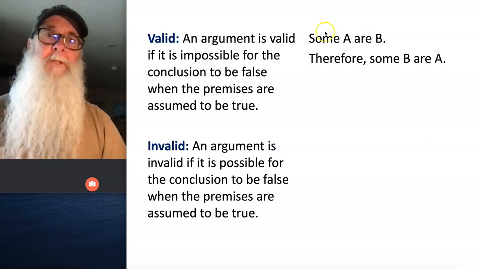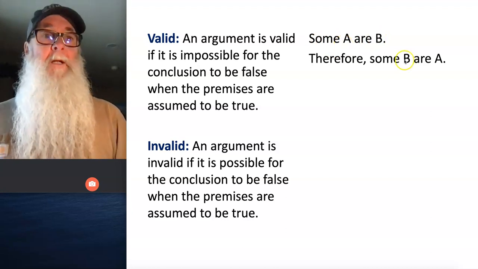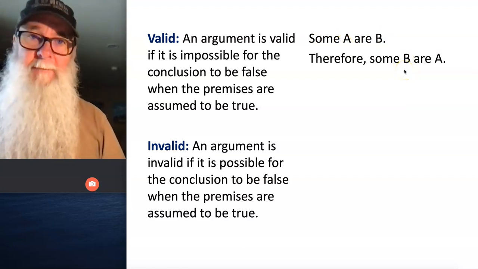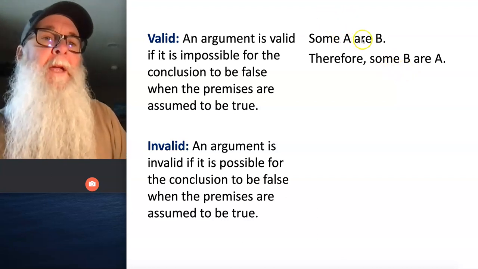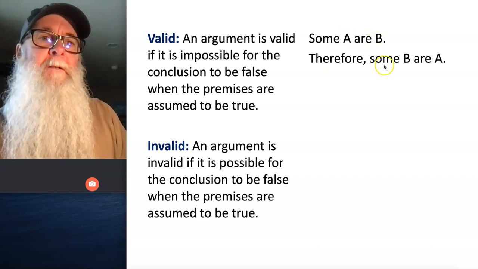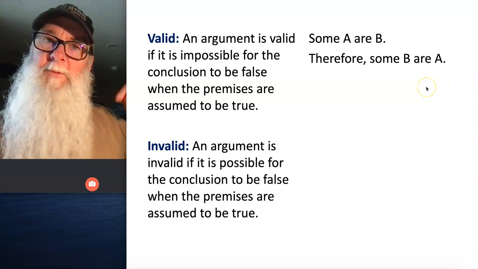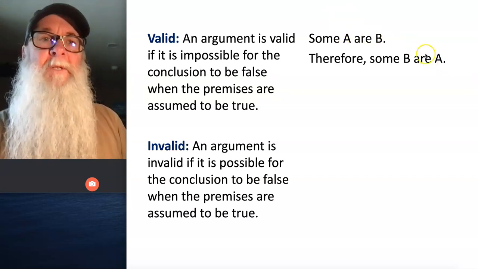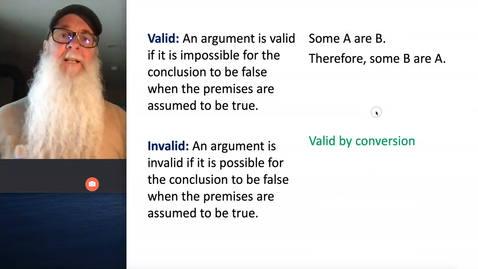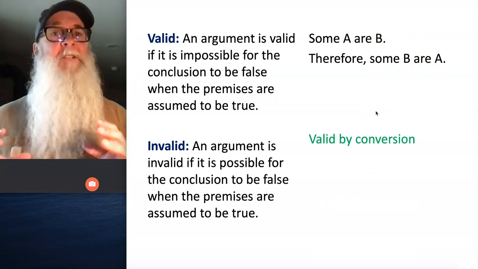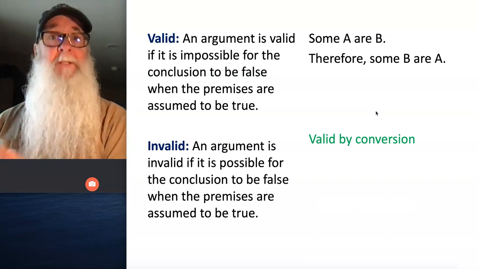And the answer to that question is, when I convert the type of statement this premise is, an I statement, I get another I statement that has the exact same truth value as the statement I applied conversion to. So if I assume some A is B is true, then some B is A has to also be true. There's no way it could be false, because when we convert this premise statement, it results in a statement that has the same truth value as the premise, okay? And that tells us this argument is valid, and it's valid by conversion. That phrase, by conversion, again, that's my proof that this argument is valid.